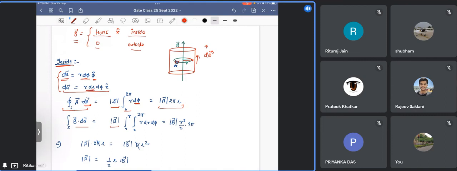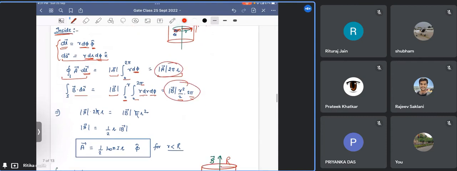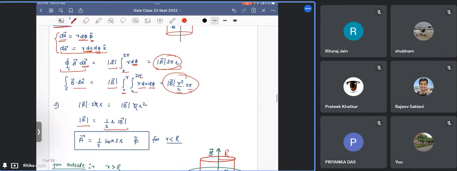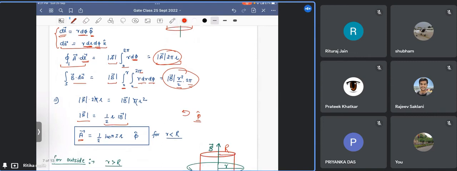Now we have to integrate dr and d phi. Dr varies from 0 to the radius r of this circle and d phi varies from 0 to 2 pi. It will become r square by 2 and d phi becomes 2 pi. So we take these two quantities and equate them. The magnitude of the A vector will become 1 by 2 r mod B. We already know that the A vector is in the circumferential direction, that is the phi cap. So we can write the A vector as 1 by 2 r B, and mod B is mu naught n I in the inside case. So mu naught n I r by 2 in the phi cap. This is the vector potential inside the solenoid.